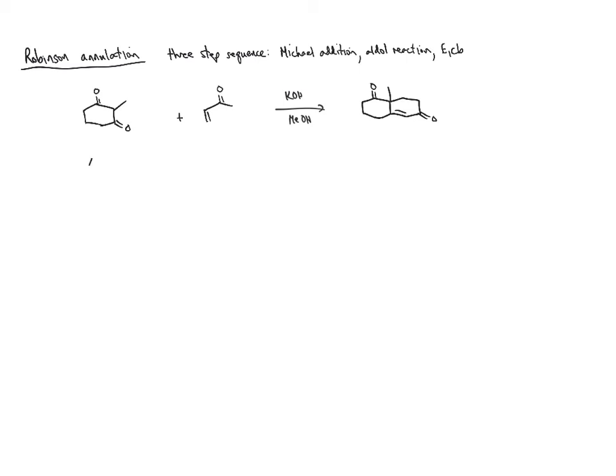And so, of course, we have an alpha proton right here. That alpha proton is the most acidic alpha proton because it's in between 2 carbonyls, right? And so we can get the hydroxide to deprotonate and give us an enolate. And this enolate is then going to react with our alpha-beta unsaturated carbonyl. And so we get a system that looks like this. So this is the Michael part.